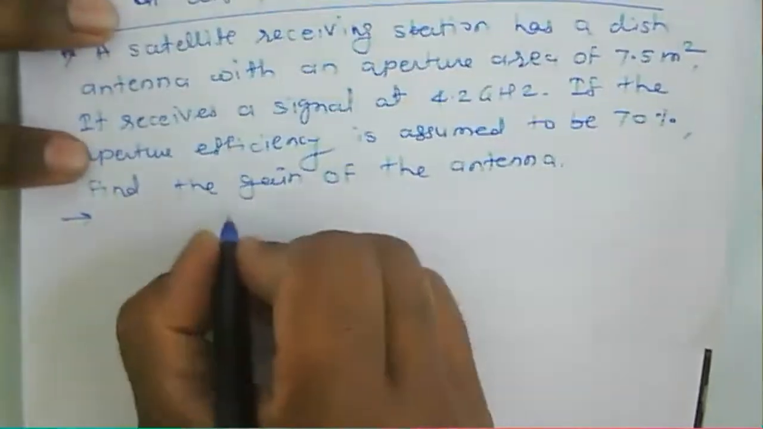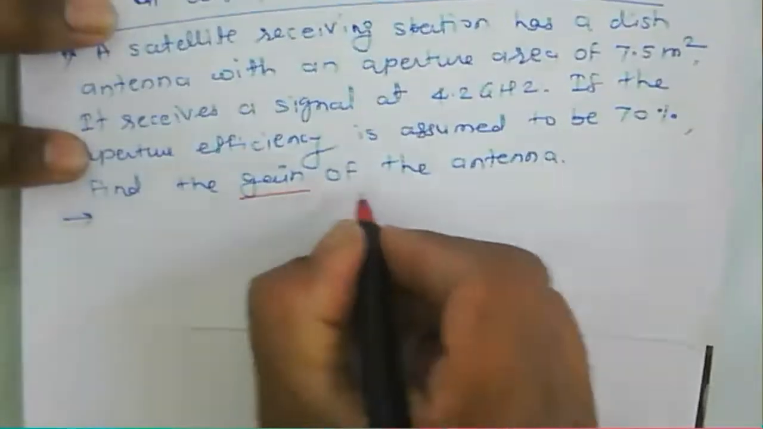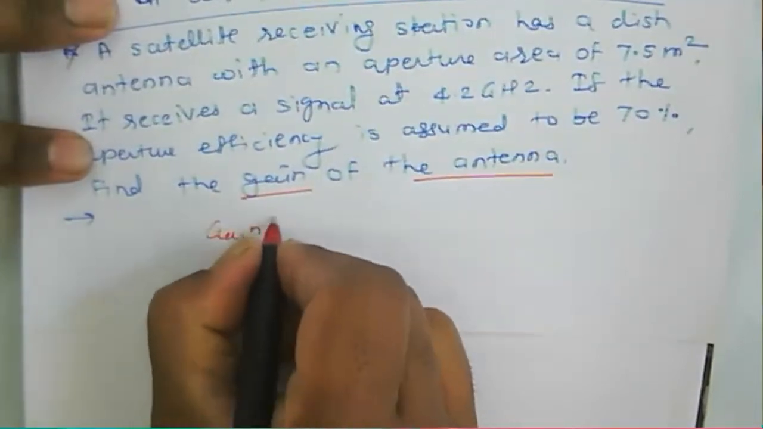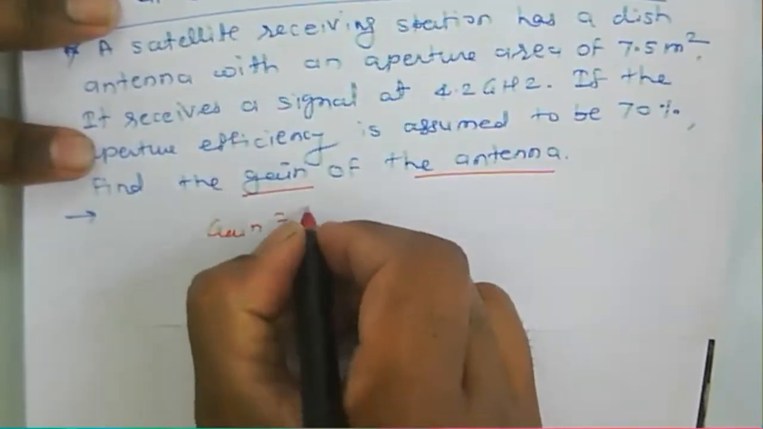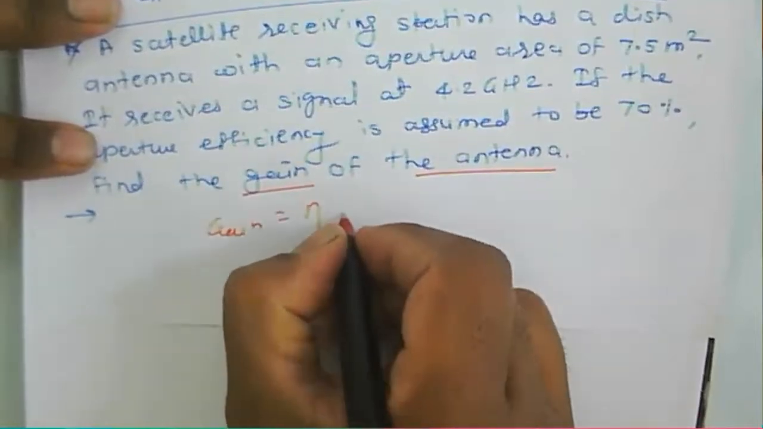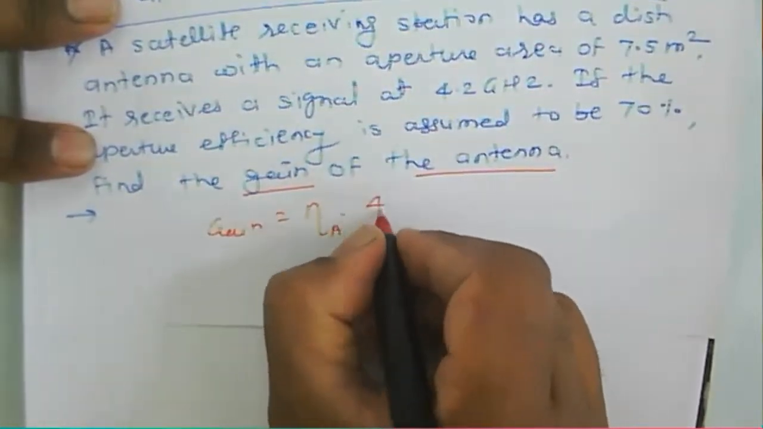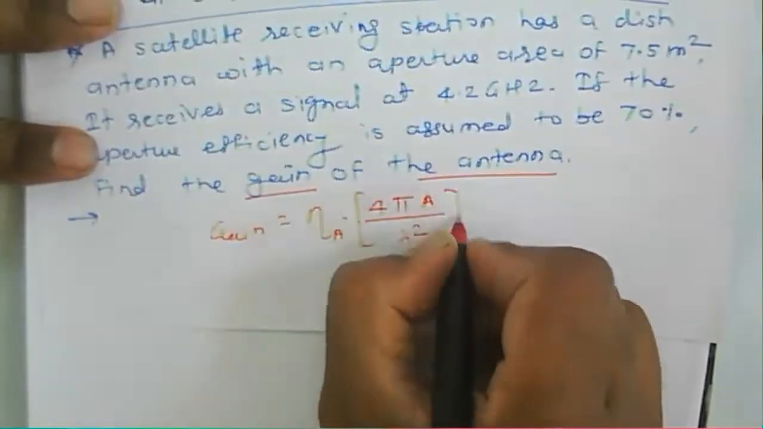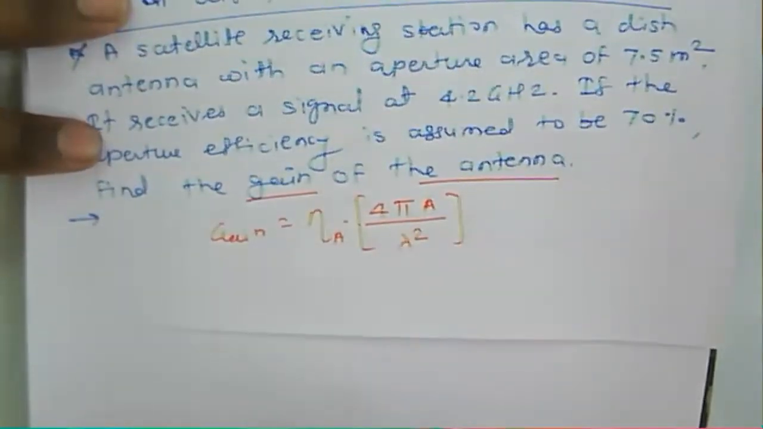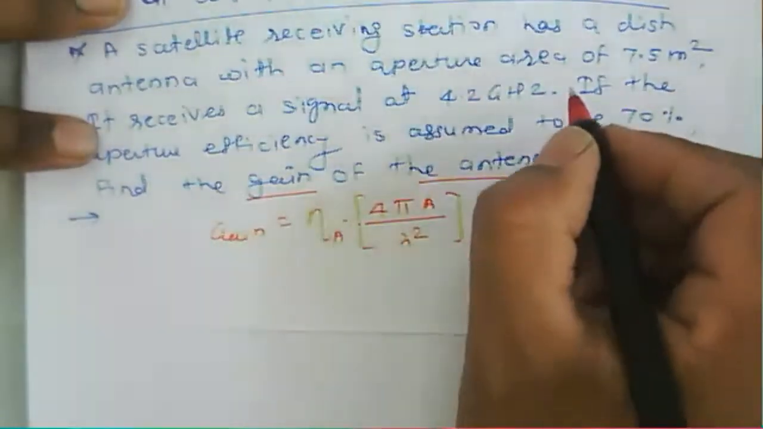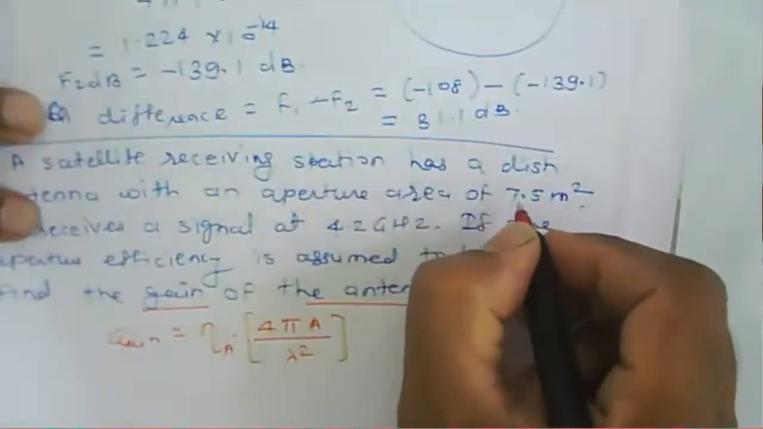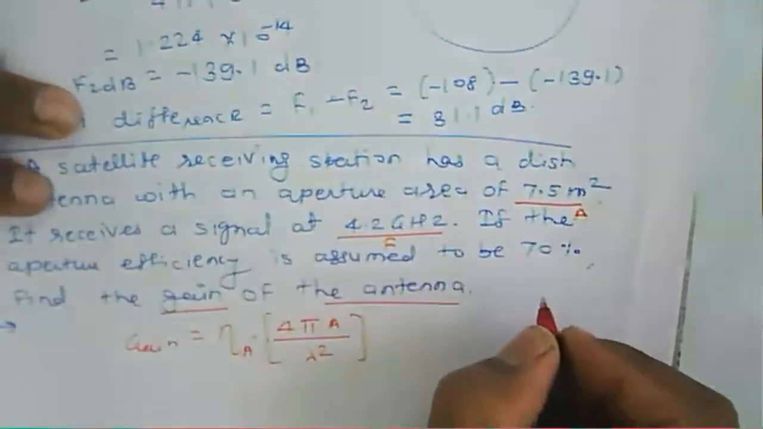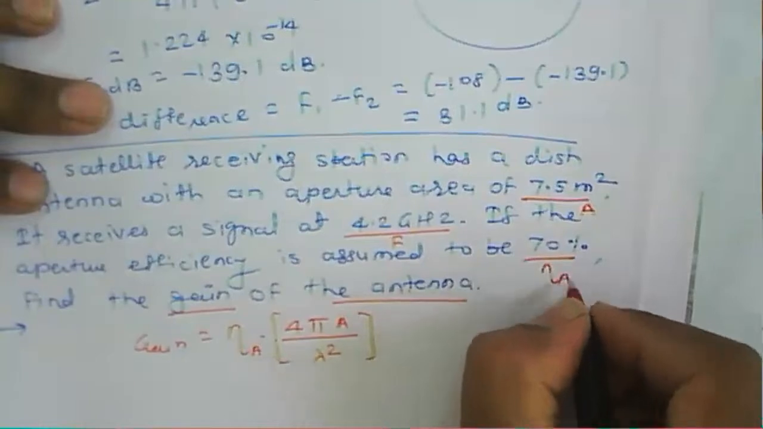Now here our aim is to find the gain of the antenna. So the gain of that antenna is equal to the antenna aperture efficiency into 4 pi A by lambda square. That will be the gain of an antenna. Now the aperture area A is given, the received signal frequency F is given, and the aperture efficiency is given.